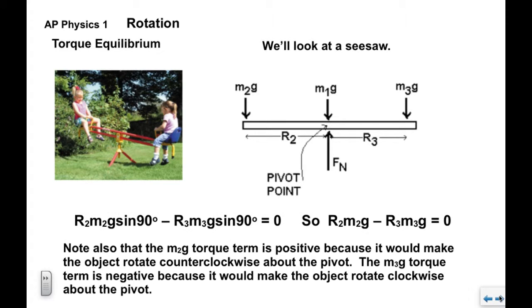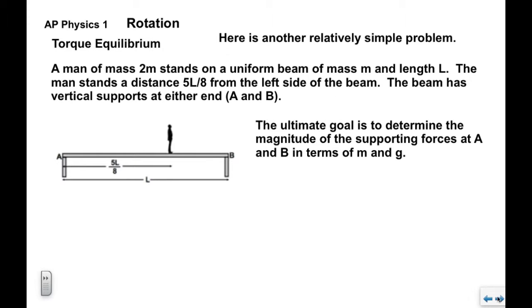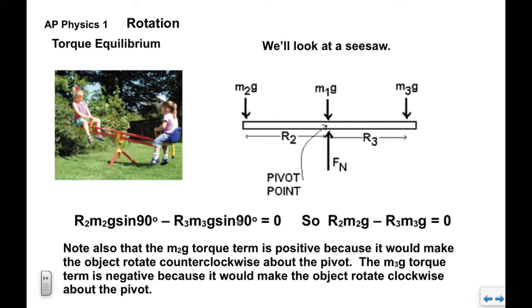Now we'll take a closer look at this torque equation. This torque term is positive because this force makes the object want to rotate in a counterclockwise direction. The M3G term, this term, makes it want to rotate in a clockwise direction, so its torque is negative. Notice also that the sine 90 terms drop out because sine of 90 is 1.